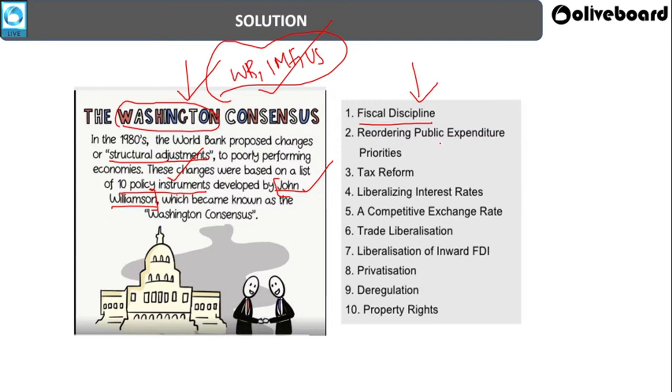One is fiscal discipline. The other was reordering the public expenditure priorities. It spoke about tax reform, liberalizing the interest rate, a competitive exchange rate, trade liberalization, liberalization of inward foreign direct investment, privatization, deregulation, and property rights. So these were the 10 thrust areas of the Washington Consensus. John Williamson was the father of it, and 1989 is the year. And three entities were involved: World Bank, IMF, and the United States administration.